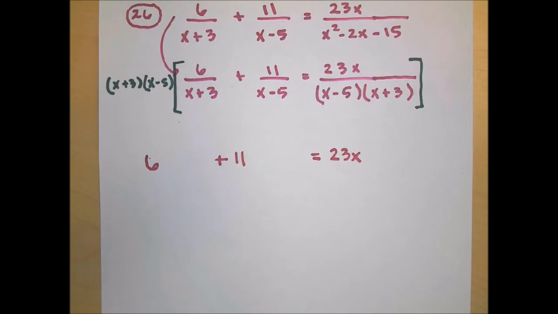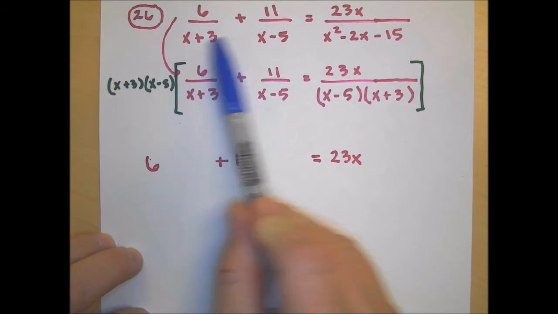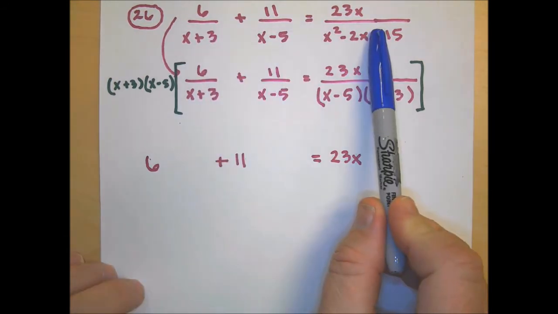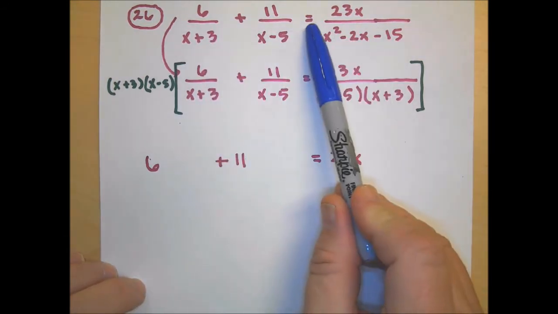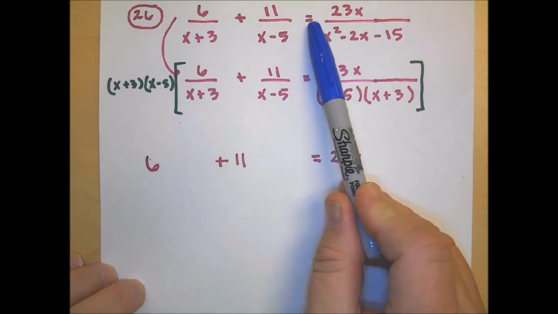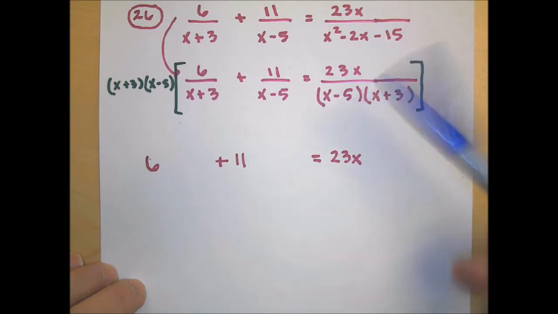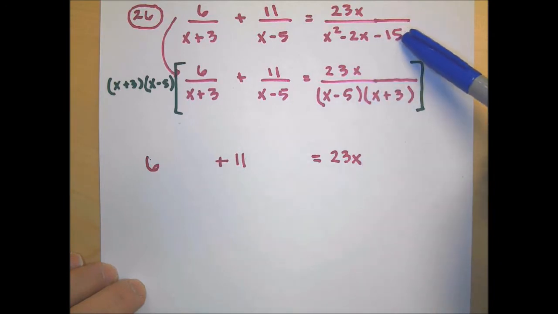I've done a few steps already for problem number 26. You can see here's the original problem up here. And it is a rational equations problem, not a rational expressions problem. It has an equal sign. So the idea is the denominators are going to go away. We just have to know what makes them go away. So I need to understand what x squared minus 2x minus 15 is made up of.